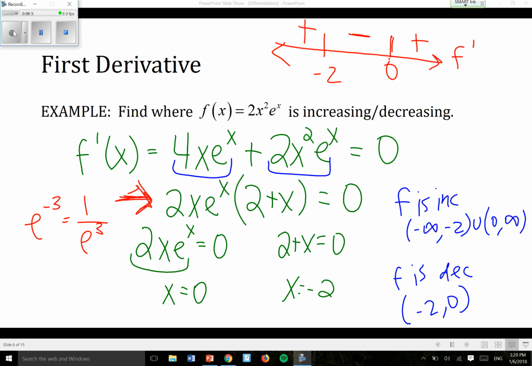I'm also going to note, I didn't ask for this, but I do have a relative max at negative 2 because I go from increasing to decreasing. And I have a relative min at x equals 0. So my function goes from decreasing to increasing.